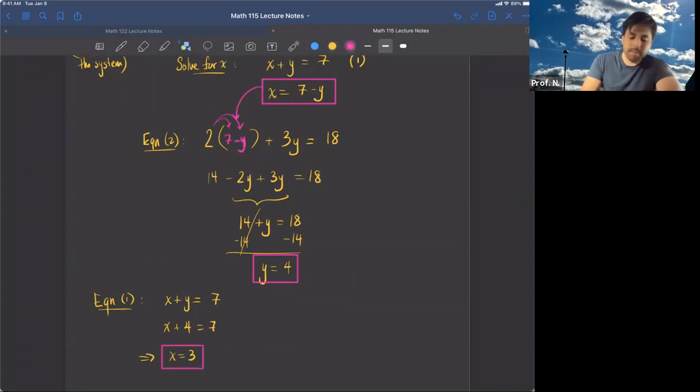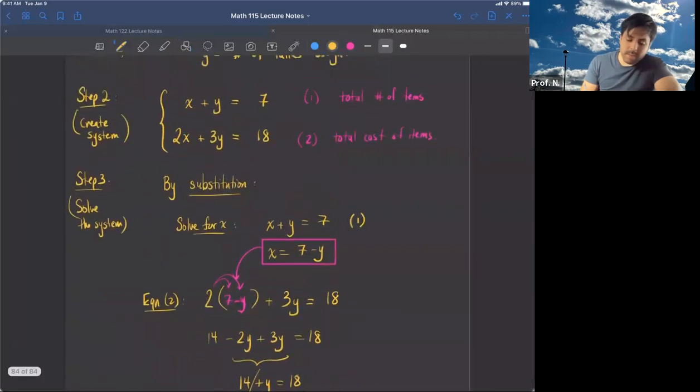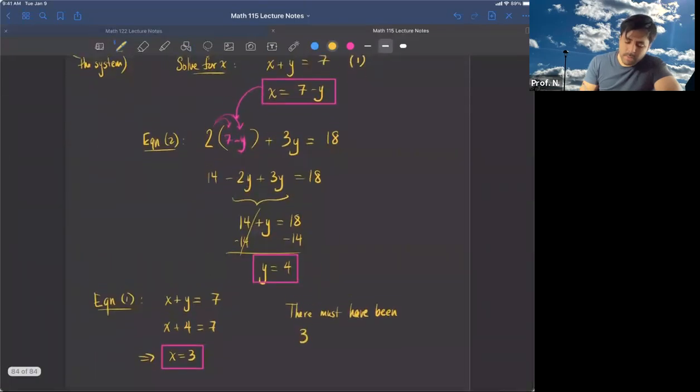So what did we just accomplish? We found out that there must have been 3. What does X represent? X represents the muffin. So there must have been 3 muffins and 4 lattes purchased at the store.